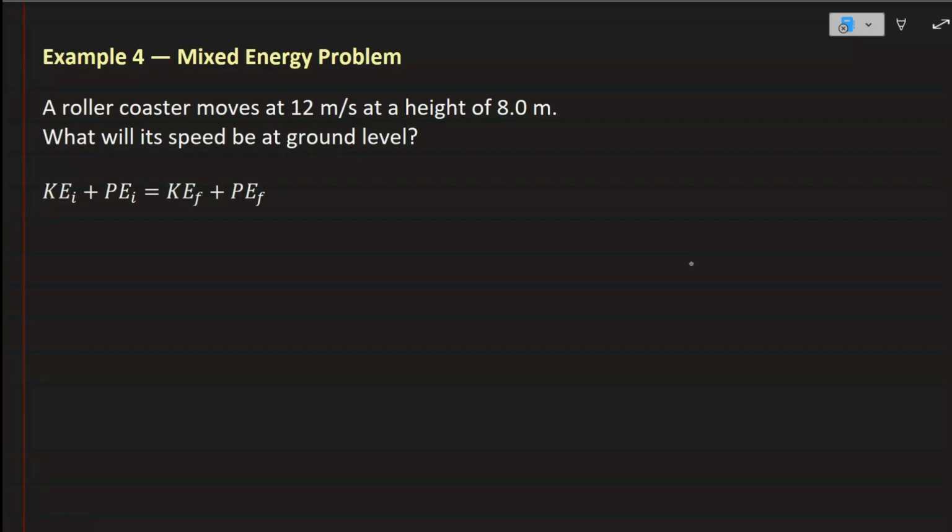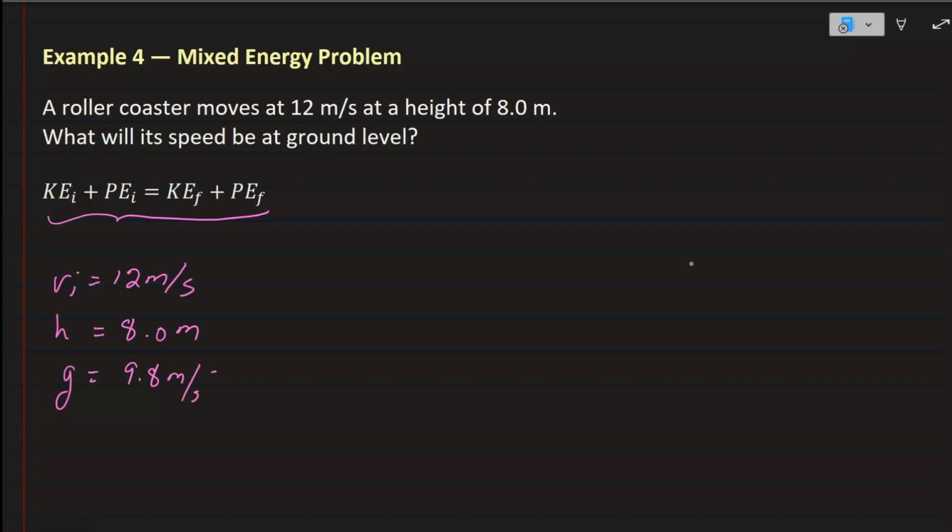And this is basically the original total conservation of mechanical energy equation that we have, right? The total kinetic and potential energy initial must equal the total kinetic and potential energy after. So let's write up what we do know. We know that V initial is 12 meters per second. We know the height, and of course we know g is 9.8 meters per second squared. And the question is, what is the V final?